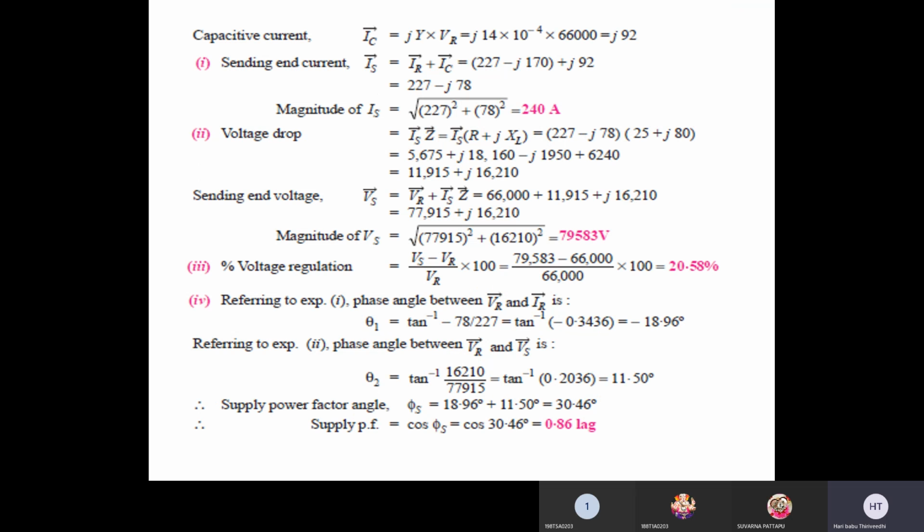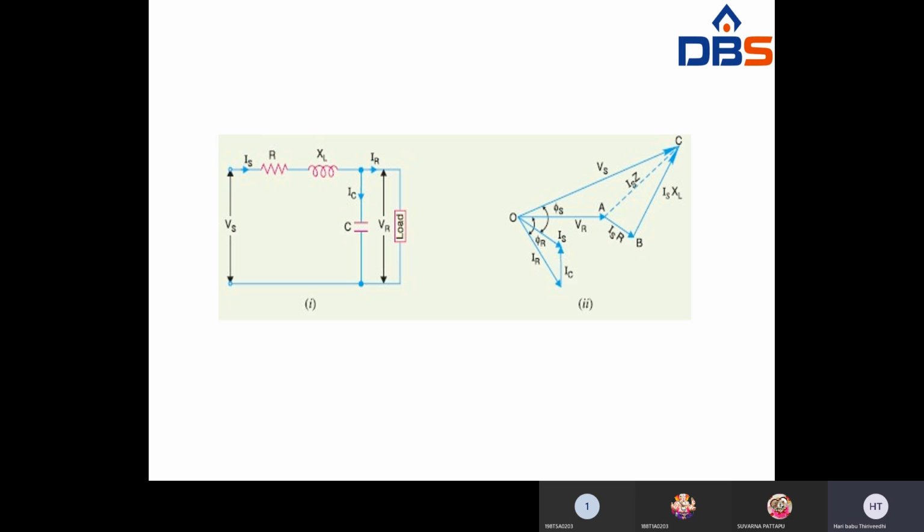So now we found IR, look, we found IR, but we need the sending end current. Sending end current is the combination of IR plus IC, right? IS is equal to IR plus IC. We found IR, but now find out IC, then the combination of these two is nothing but the sending end current.